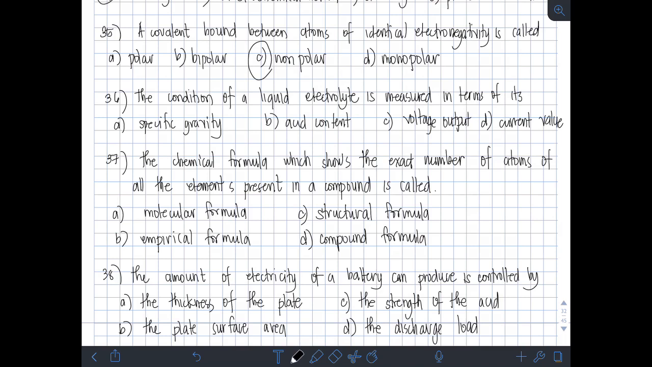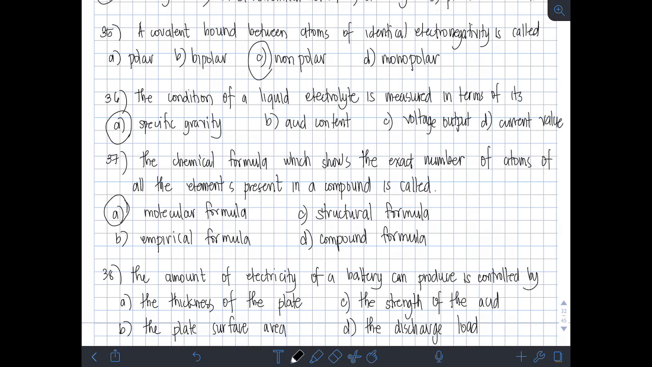Next, the condition of a liquid electrolyte is measured in terms of its A, specific gravity, B, acid content, C, voltage output, D, current value. So the correct answer here is letter A, specific gravity. Next, the chemical formula which shows the exact number of atoms of all the elements present in a compound is called A, molecular formula, B, empirical formula, C, structural formula, D, compound formula. So the correct answer is letter A, molecular formula.